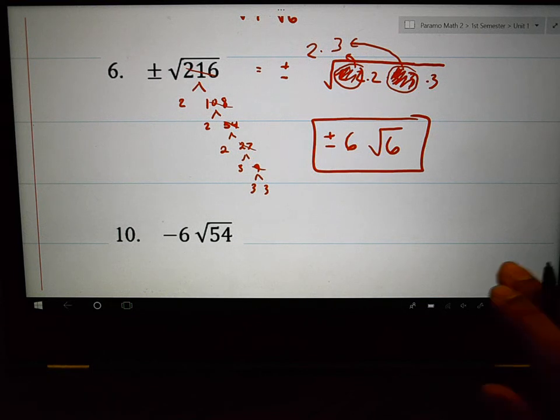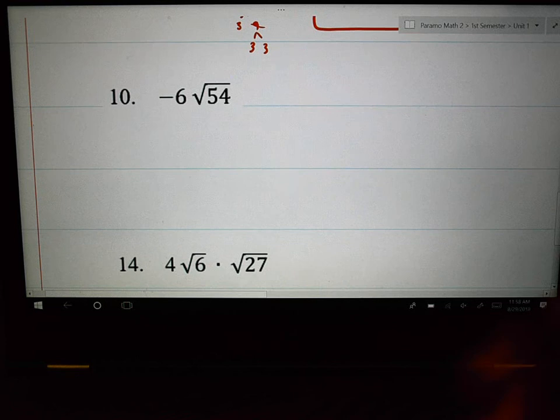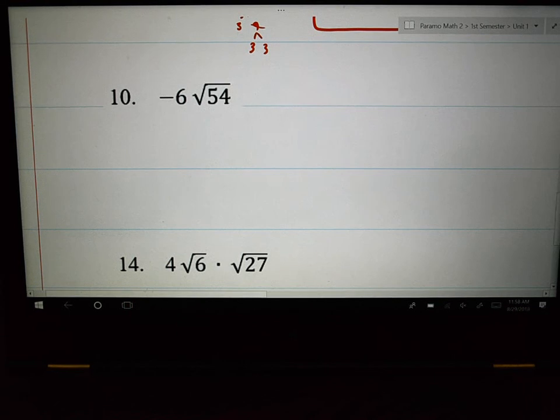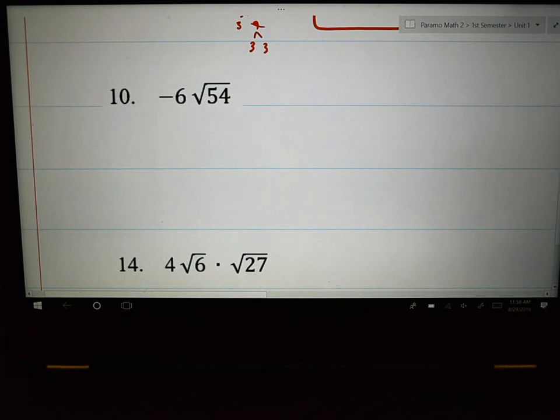It's a joke. Okay. This will be our last example, number 10, and then we're going to end our notes for part 1 today. I have negative 6 root 54.